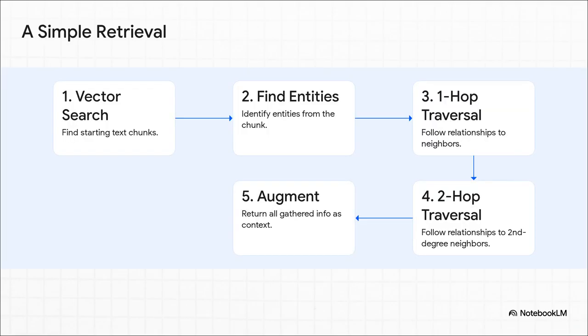So let's walk through a quick example. The system finds a relevant document. It pulls out the key things inside it, like a person and a company. Then it looks at everything directly connected to them. Those are their neighbors. But it doesn't stop there. It then goes and looks at their neighbors, the second-degree connections. It scoops up all this interconnected info to build a really rich, complete picture for the AI.